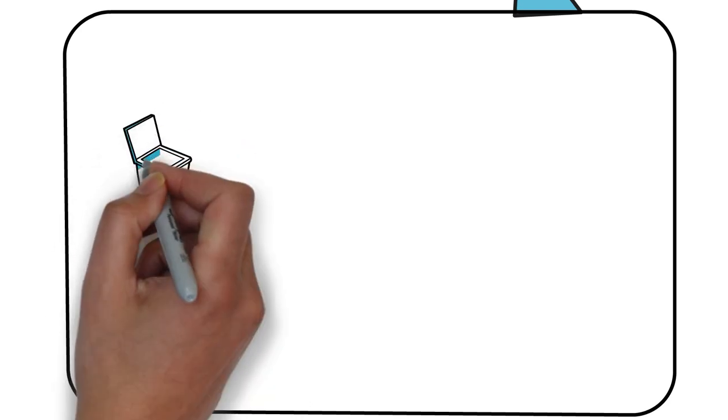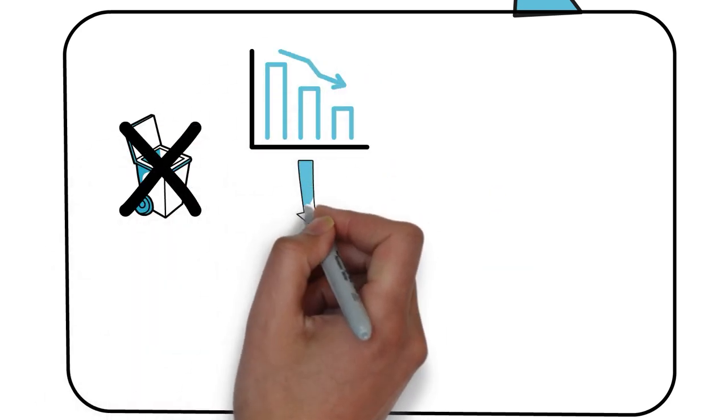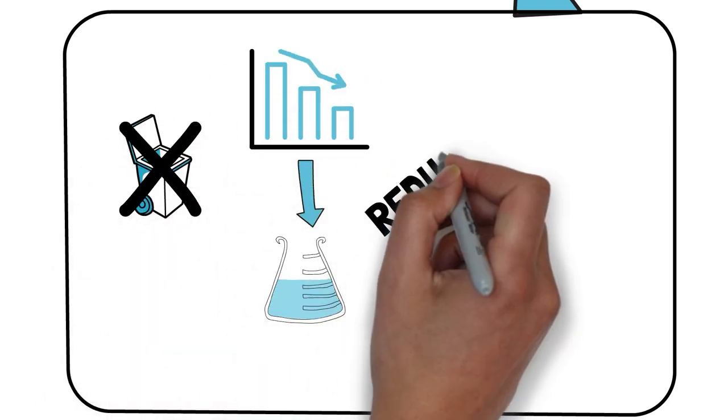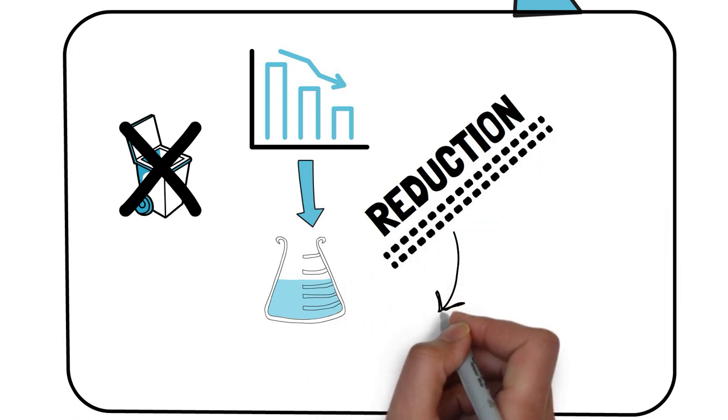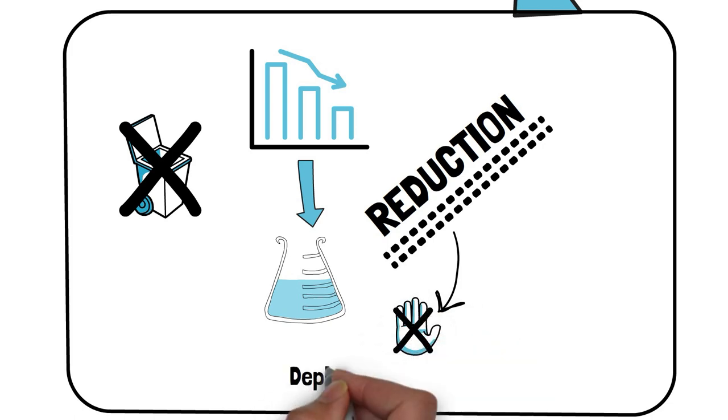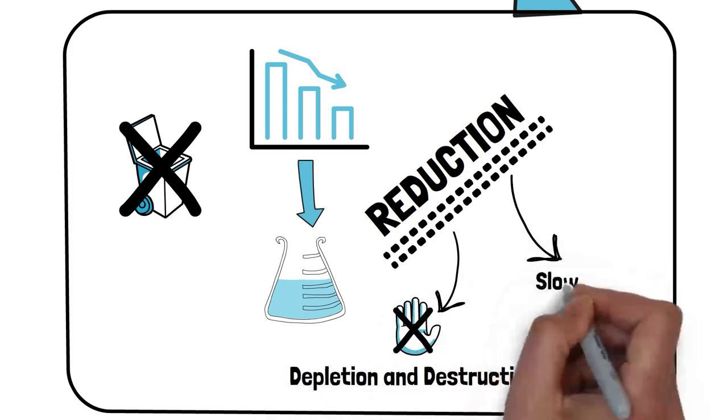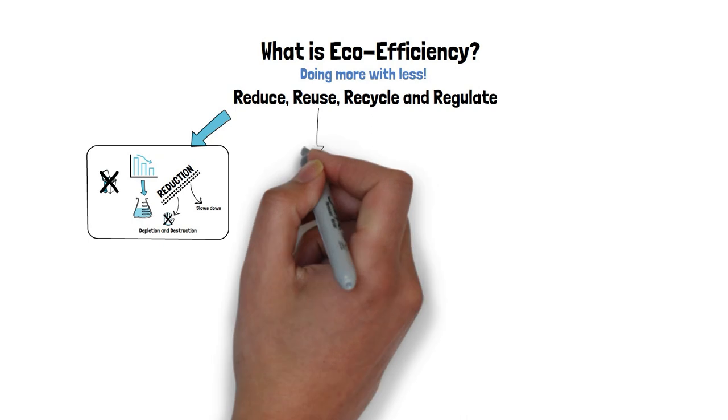Reduce. Whether it's a matter of eliminating toxic waste or cutting down the use of raw materials, reduction is one of the main points of eco-efficiency. But having said that, reduction does not stop depletion and destruction completely. In fact, it only slows them down.